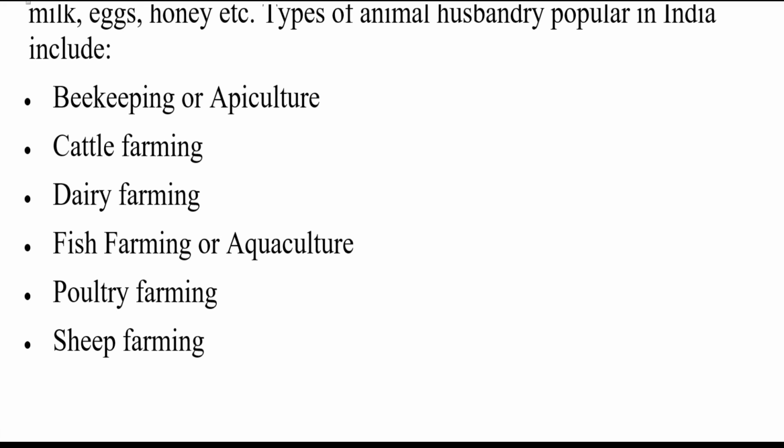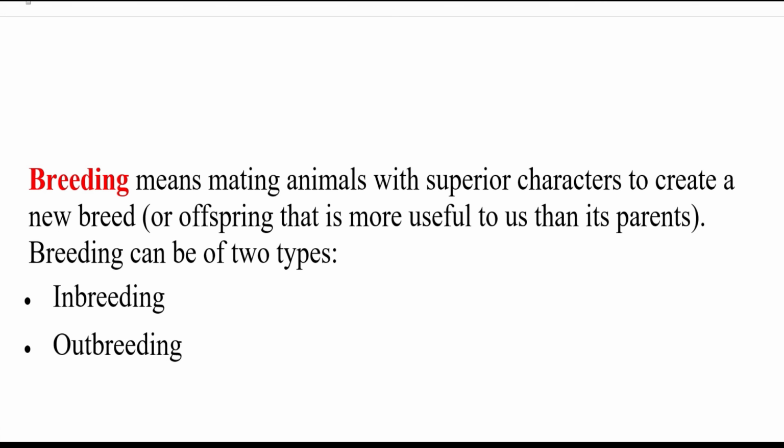So from beekeeping, we can get honey. In cattle farming, we can get milk and other dairy products. So cattle and dairy farming. The next one is about fish. So fish is obtained from the process of aquaculture, then poultry farming and sheep. So the next one is about breeding.